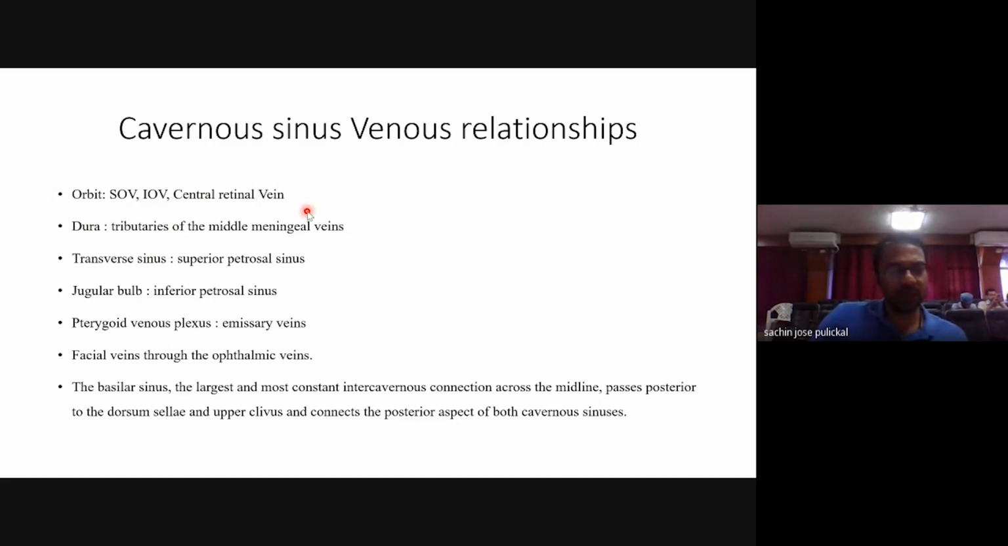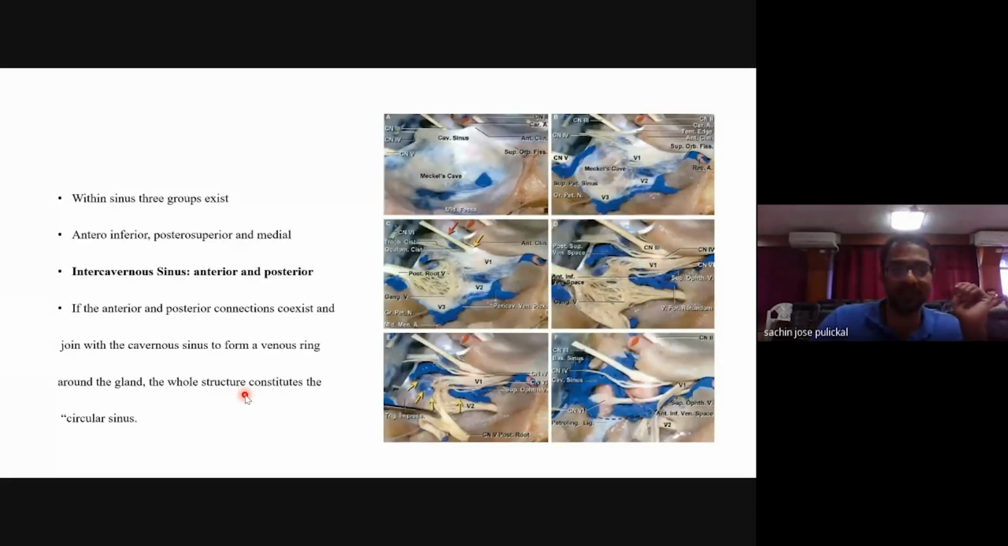One more thing you have to understand is the basilar sinus, which is the last and most constant intercavernous connection. The cavernous sinuses are in fact connected to each other, and it usually happens through the anterior and the posterior intercavernous sinus. There is another connection which lies along the posterior part of the clivus, which is called the basilar sinus, and it is the most constant intercavernous connection existing between the cavernous sinuses.